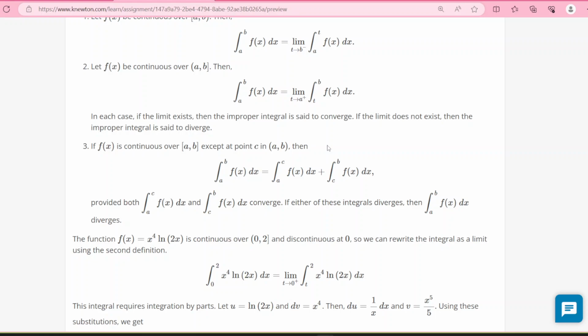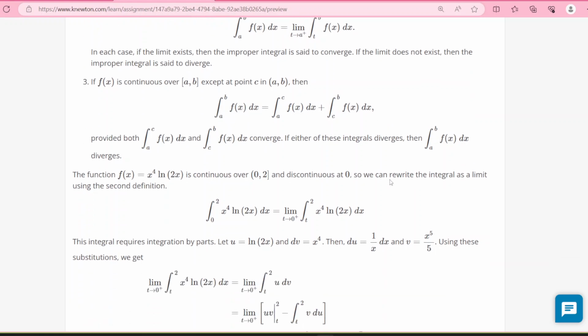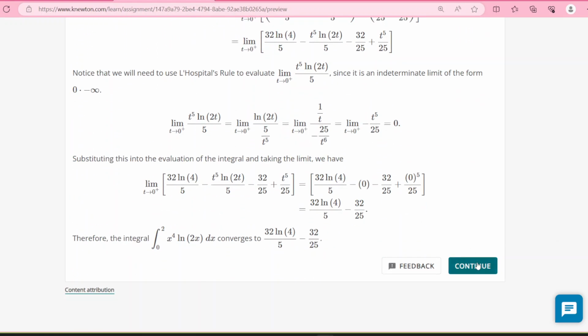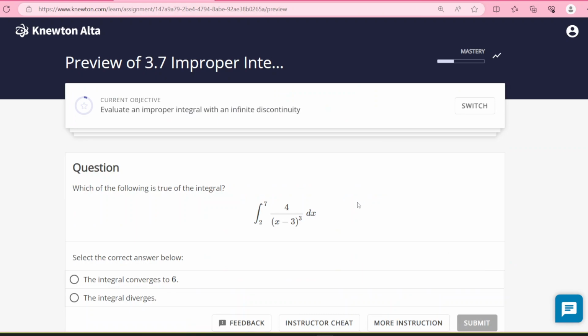Right? So be careful. And if you're not continuous at some value in between, right? You got to split it up. Just like earlier when we had both limits at infinity, right? From negative infinity to positive infinity, you got to split it up as a sum. All right. So moving on.